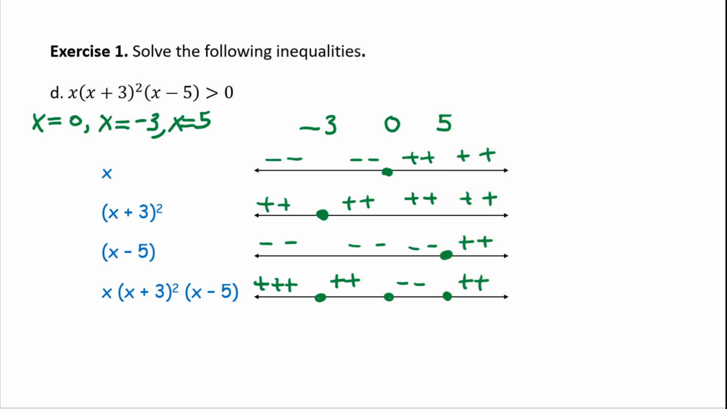The inequality is for greater than 0. The number line diagram shows that the inequality is satisfied in the intervals negative infinity to negative 3, union negative 3 to 0, union 5 to infinity. We do not include the negative 3 because the inequality is strictly greater.